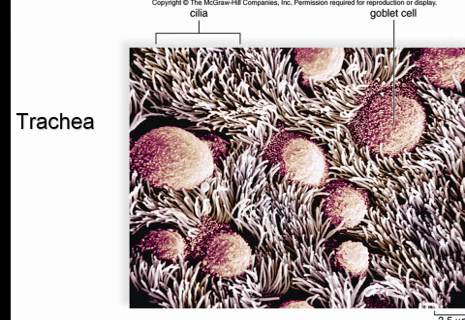The goblet cells that are indicated here produce mucus, and then these cilia constantly move the mucus back up out of the respiratory tract. And so if there is dust or particle debris in the air that we inhale, hopefully it gets caught in this mucus, and then the cilia move that back up out of the respiratory tract.